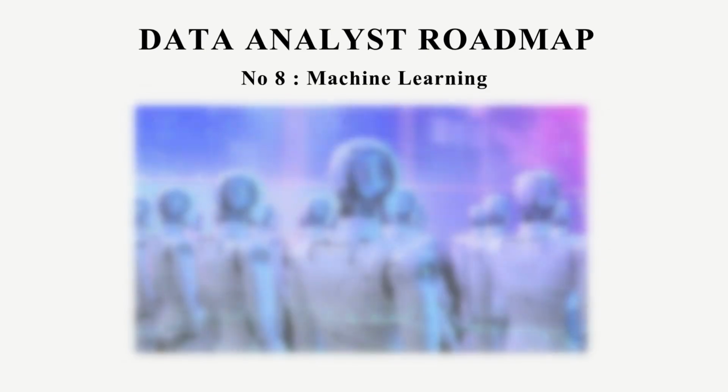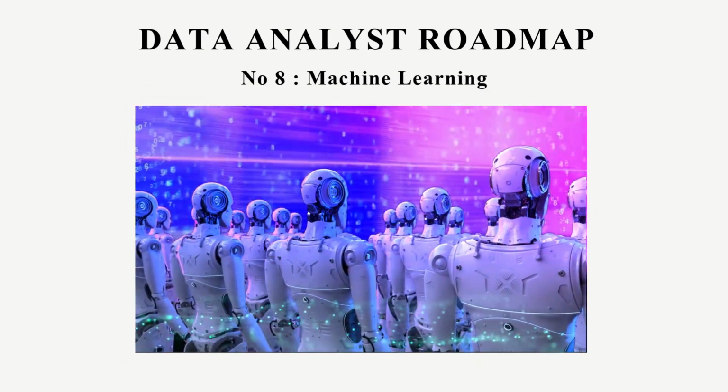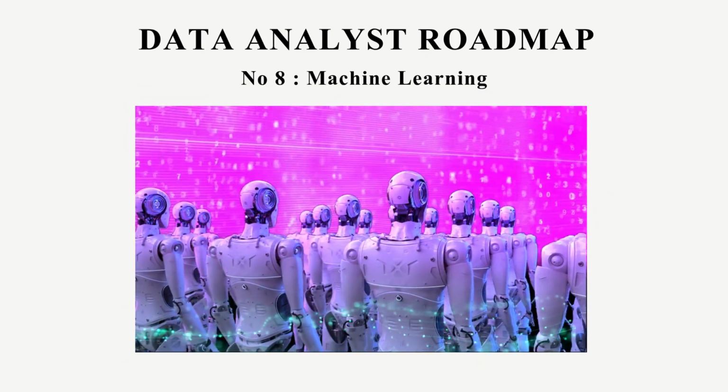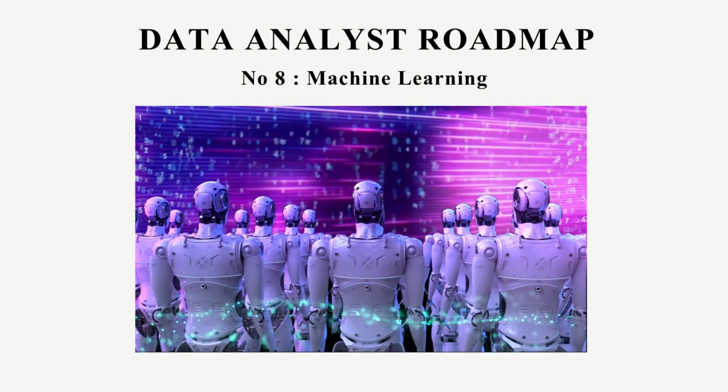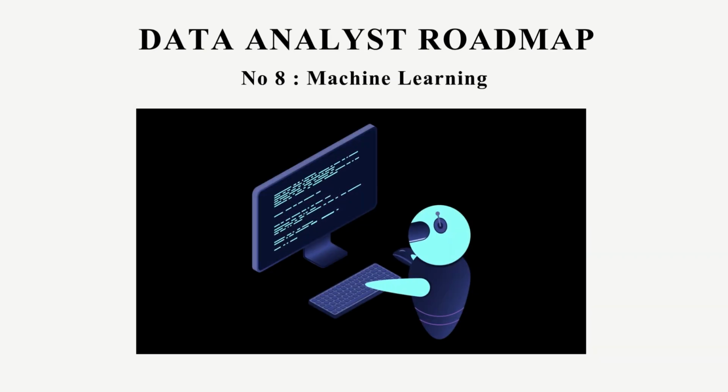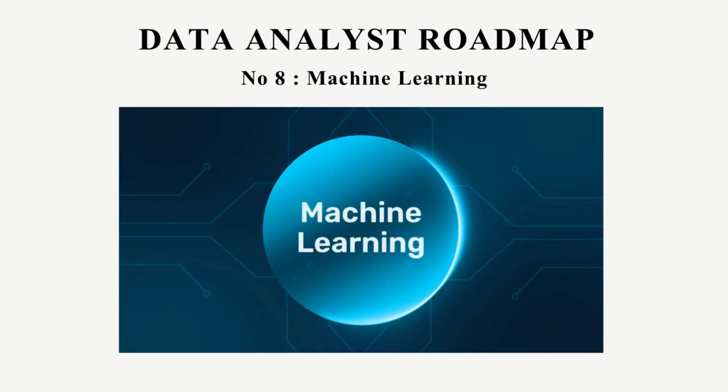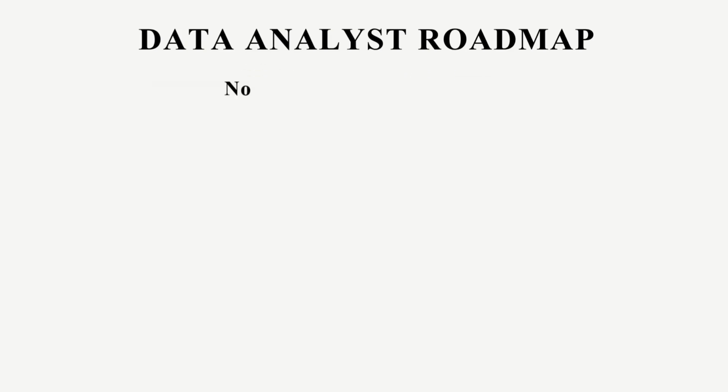Number 8, machine learning. Now we move into predictive analysis. There are several types, including supervised learning, meaning labeled data, unsupervised learning, meaning hidden patterns, and reinforcement learning, meaning decision making. Example, predicting house prices. Machine learning turns data into prediction.